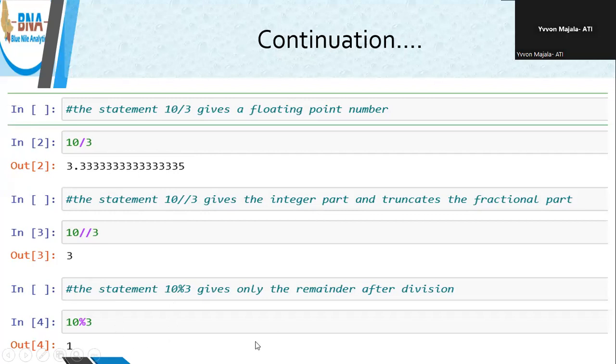Another one is the modulus operation. As you can see, 10 modulus 3 gives you the remainder of that operation. 10 divided by 3 is 3 remainder 1. So it gives you the remainder of 1 here.